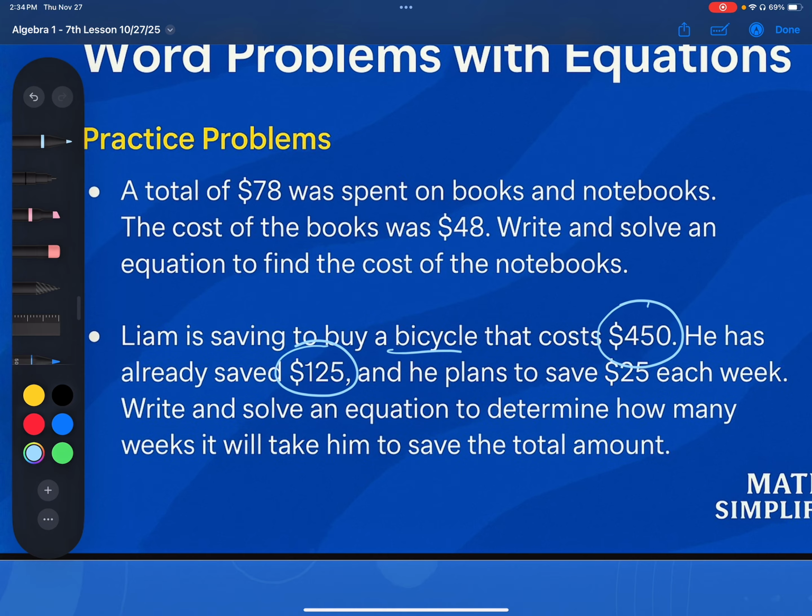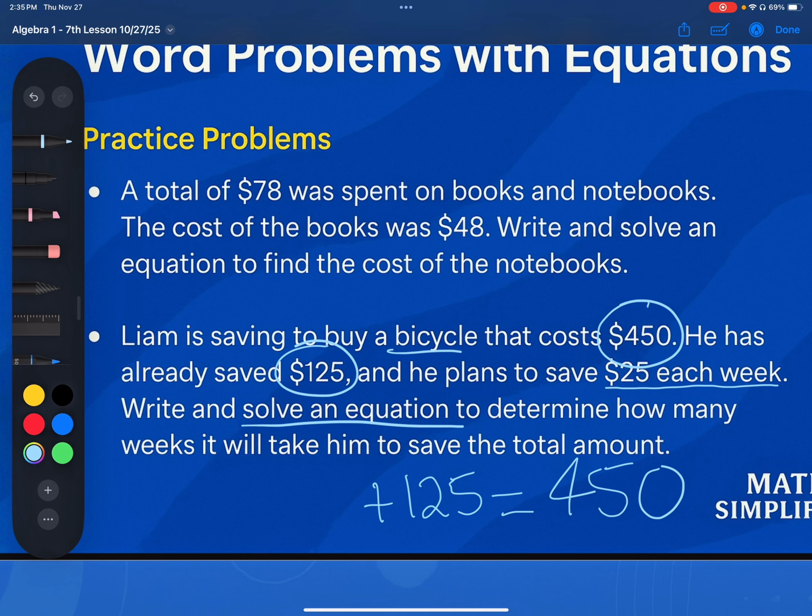And he plans to save $25 each week. Write and solve an equation to determine how many weeks it will take him to save the total amount. So our total cost is $450 for that bicycle, right? And Liam already has $125 saved. So that's already a fixed amount, which means that we will include a variable with it.